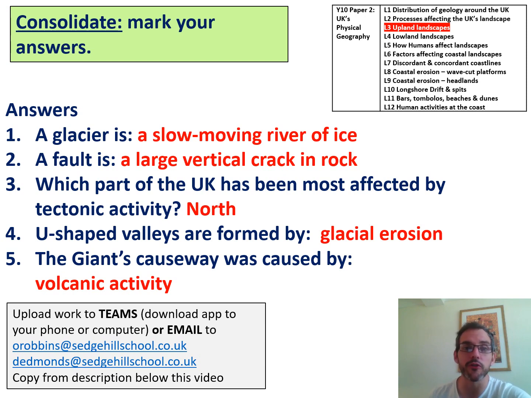So that area was the southwest, where there'd been volcanic activity over time. Number 4, U-shaped valleys are formed by glacial erosion. And then lastly, the Giant's Causeway was caused by volcanic activity.